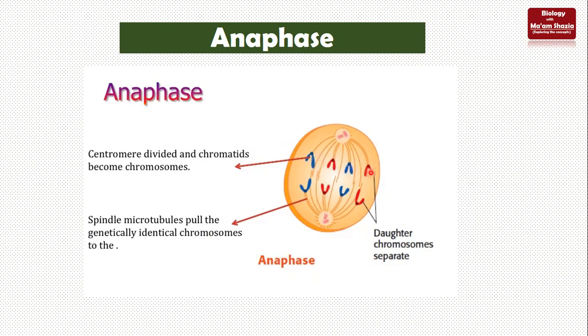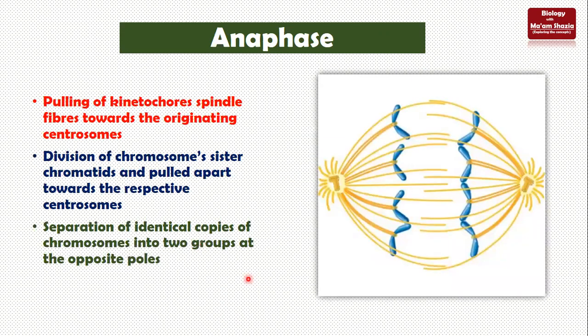So these two pairs are identical in both the cells. Half of the chromosomes will move toward one pole, the other half will move toward the other pole, and all of them are exact copies of each other, right? That's why we say that in mitosis the daughter cells are identical to their parent cells. What happened in anaphase?